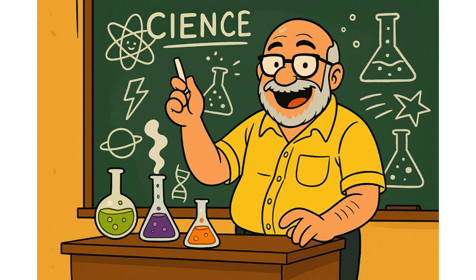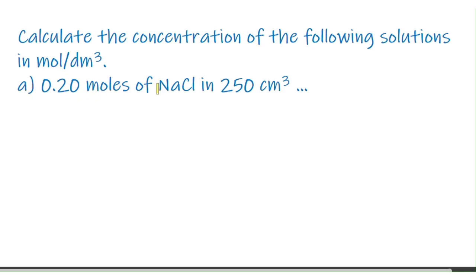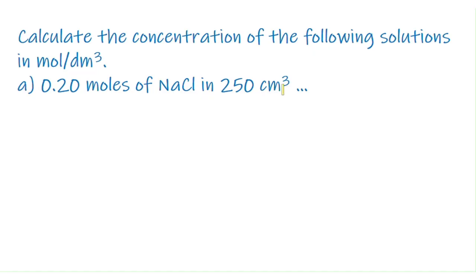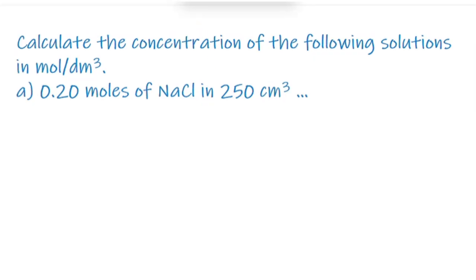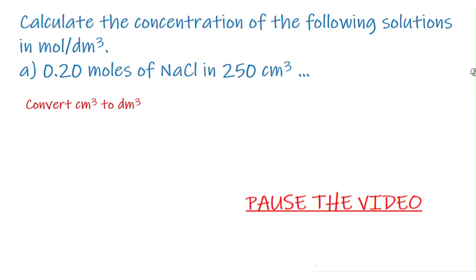Let's try a few calculations. Remember, pause the video. Use what you've learnt so far. Restart the video. See how you get on. So the first one, calculate the concentration of the following solutions in moles per decimeter cubed. A, 0.2 moles of NaCl in 250 cm cubed. Pause the video. First job, convert centimeters cubed to decimeters cubed.